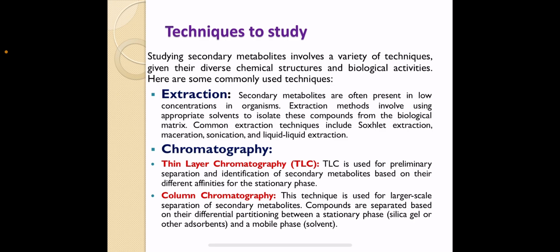And the next one is column chromatography. This technique is used for larger scale separation of secondary metabolites. They are separated based on their differential partitioning between a stationary phase and a mobile phase.